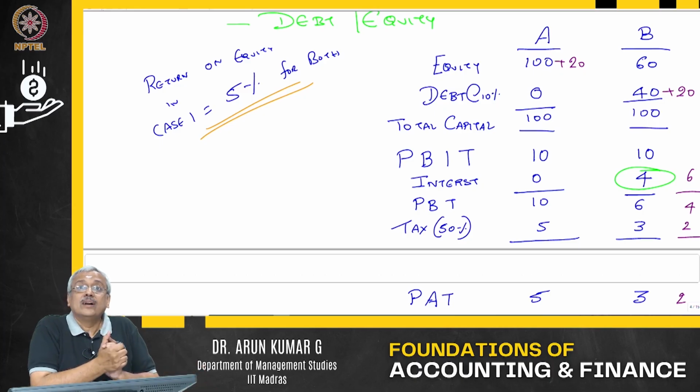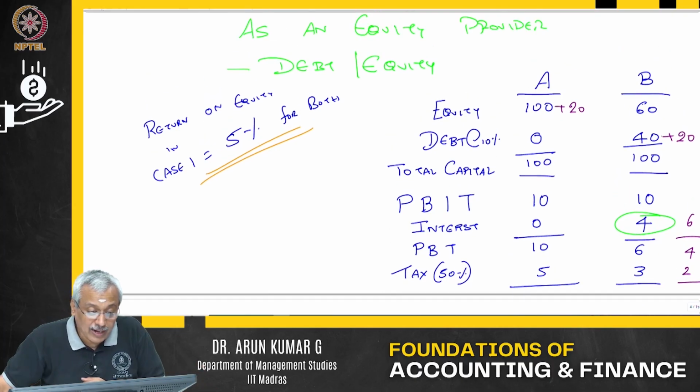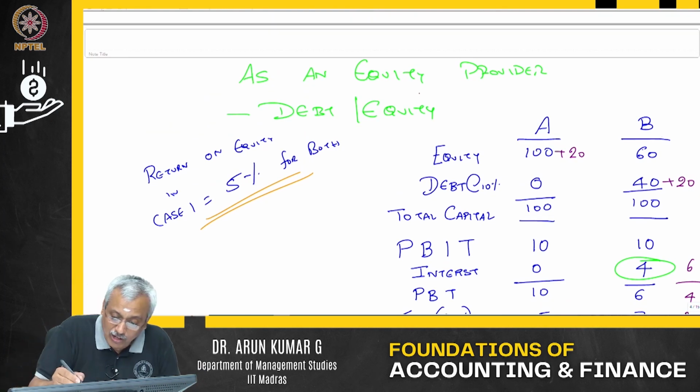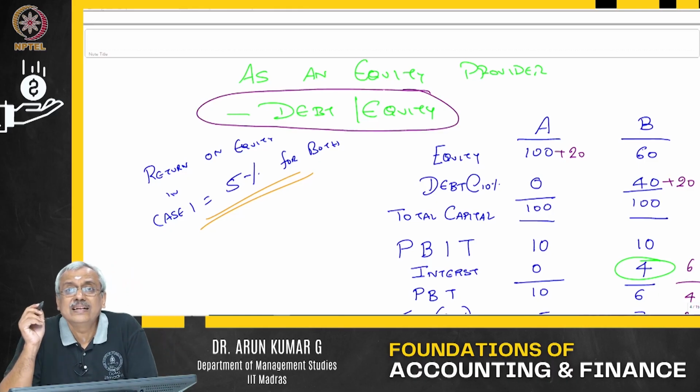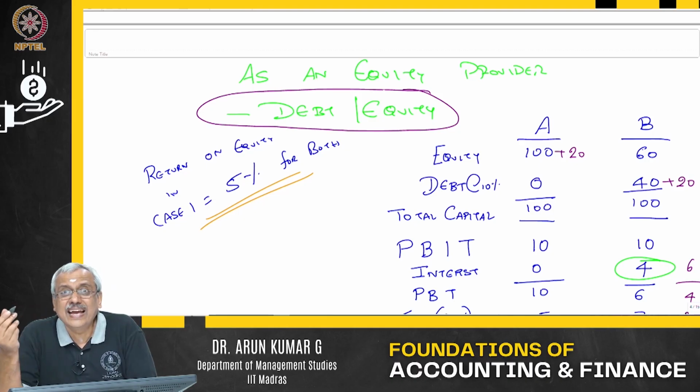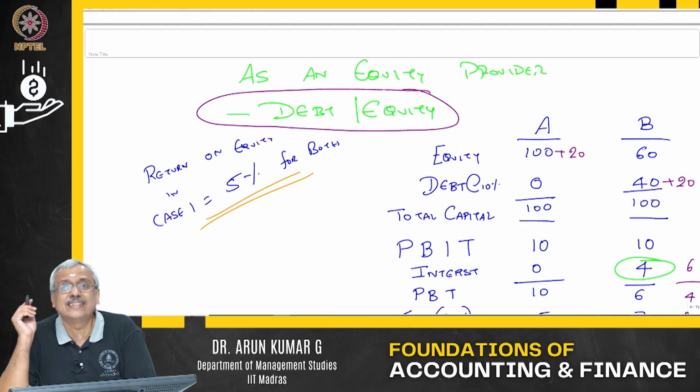So what do we need? Therefore equity holders will also be interested in the debt equity ratio. If the debt is going to be high, then their expected return is going to be very, very high, and so on. So they will also be interested in the debt equity ratio, percentage of debt and percentage of equity. I hope I have conveyed.